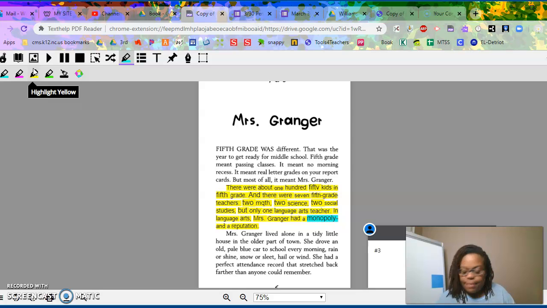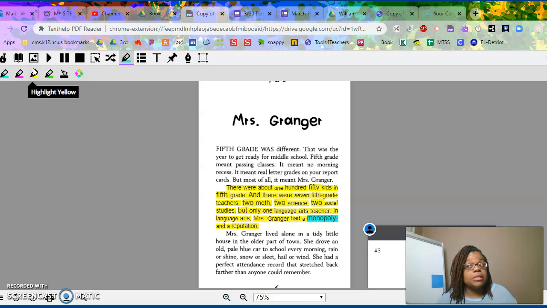So if I'm looking at my answer choices, where it starts talking about monopoly, it says A, complete control. Well, you know what? I'm going to mark that as a possibility because if I think about complete control, it goes along with her being the only one. If you're the only one, that means you have complete control over language arts. B said card games. Well, as I think about it being used in this particular sentence, we're not talking about games. We're talking about the number of teachers that teach each subject. C says board games. Again, that's not a reasonable answer choice.